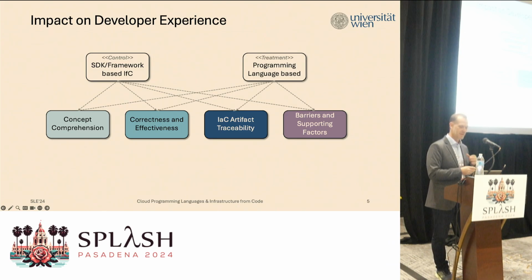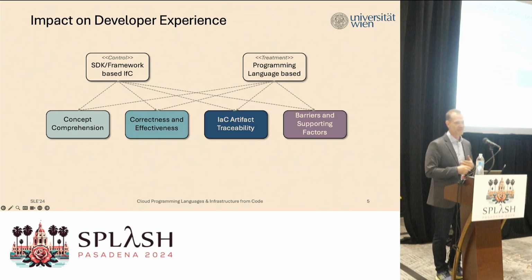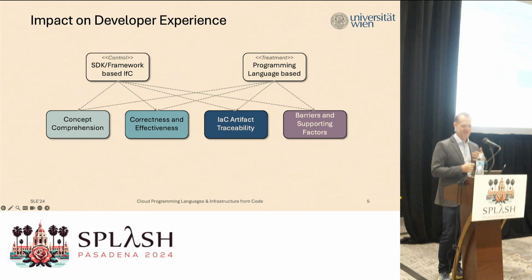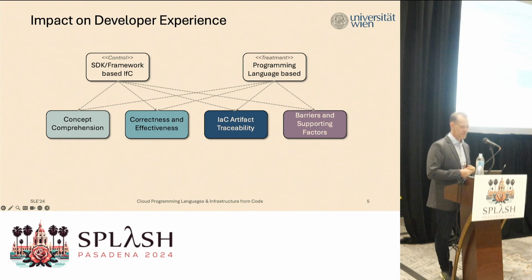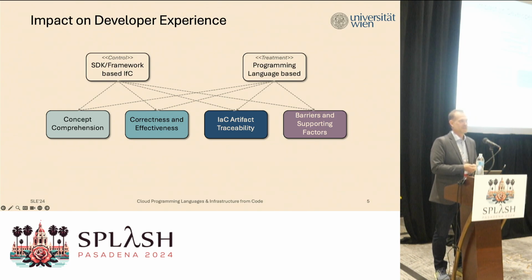not a toy example or a smaller example, and how they link generated infrastructure as code back to the abstraction of the code. So whenever code is generated, we know that the generated code is sometimes not so comprehensible. And finally, we wanted to know what the barriers and supporting factors related to usability are. So this is very important for language engineers. What hinders developers adopting a language, or what are the supporting factors?